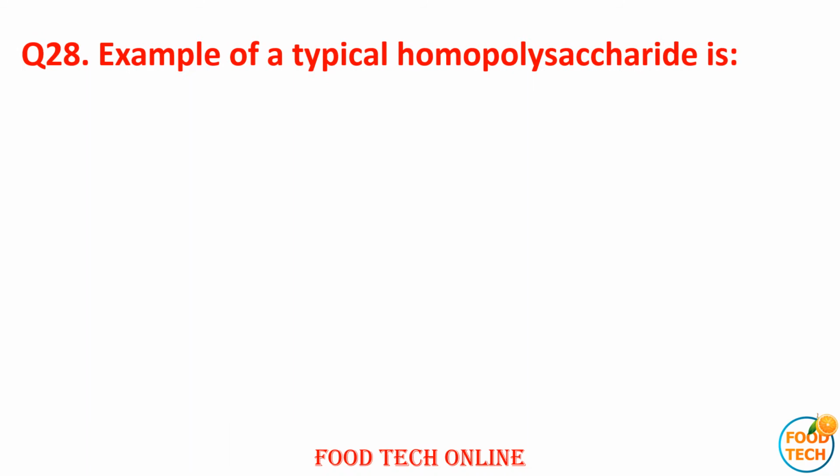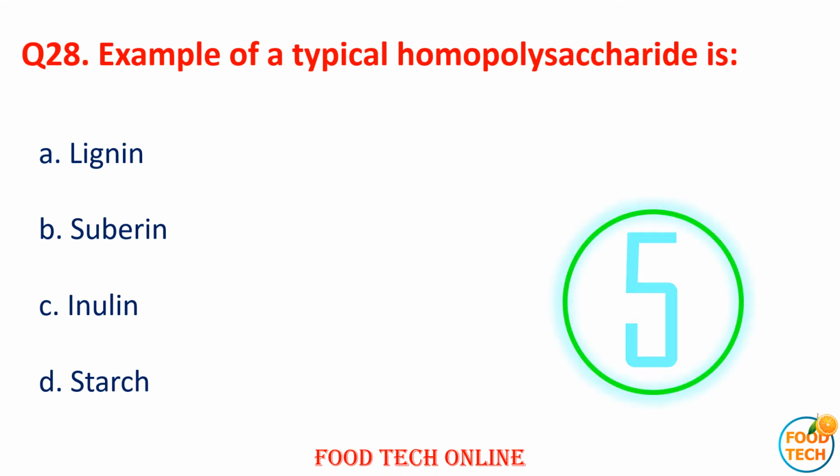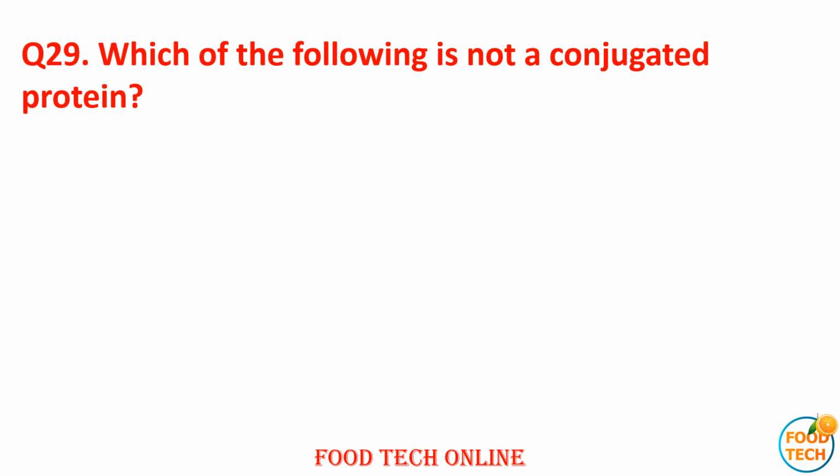Question 28. Example of typical homopolysaccharide is A. Lignin, B. Suberin, C. Inulin, D. Starch. Answer D. Starch.